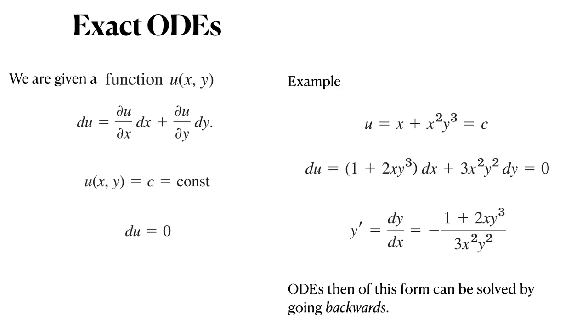So let's look at this given example. Function u, in terms of x and y, u is equal to x plus x squared y cubed is equal to c. This c could be any arbitrary value. If I derive natin ni partially, du is equal to 1 plus 2xy cubed dx plus 3x squared y squared dy is equal to 0. So, rearranging the variables into a form that is explicit in nature, y prime is equal to dy over dx is equal to negative 1 plus 2xy cubed all over 3x squared y squared.